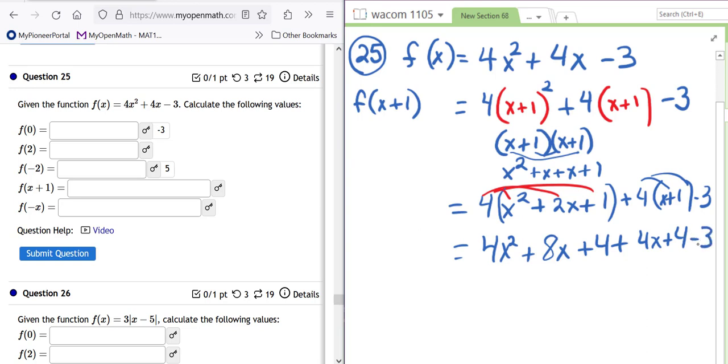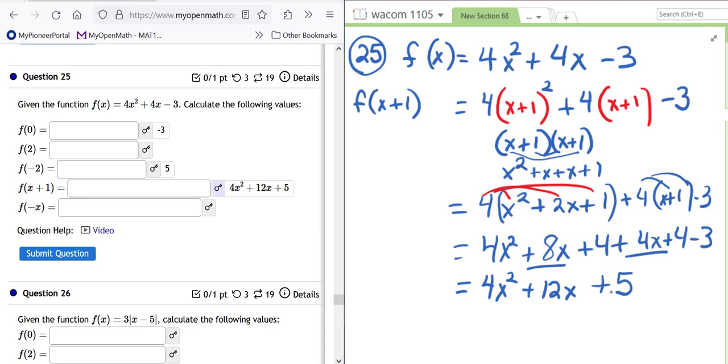Then you'll put like terms together. So 4x squared, there's no other x squared. 8x and 4x is 12x. And 4 plus 4 is 8. Minus 3 is a plus 5. And we'll check that. Hopefully I have it right. Okay.